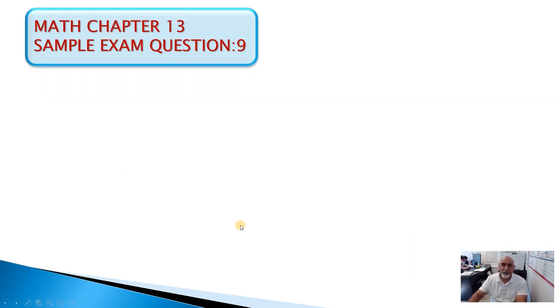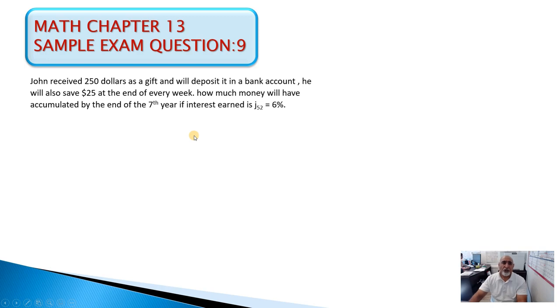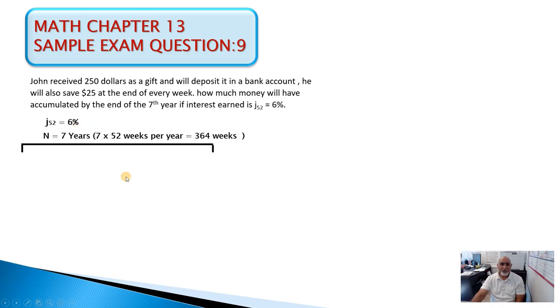Let's do question number 9. John received $250 as a gift and will deposit it into the bank. He will also save $25 at the end of every week. How much money will John have accumulated by the end of the 7th year if he's earning this much, J52? So timeline diagram. Interest rate is J52 equals 6%. Again, time period is 7 years, which is 364 weeks.